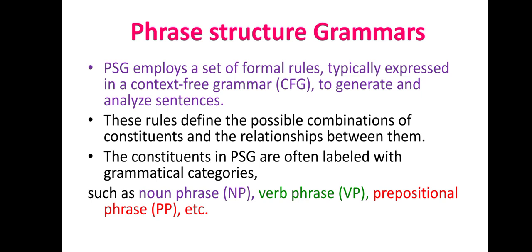The constraints in the PSG are often labeled with grammatical categories like noun phrase, verb phrase, prepositional phrase, or articles. So in what combinations and in what sequence we have to put the noun phrase, verb phrase or prepositional phrase, that is the combination that will form the sentences. For generation of sentences and for analyzing sentences, this particular grammar will be useful.